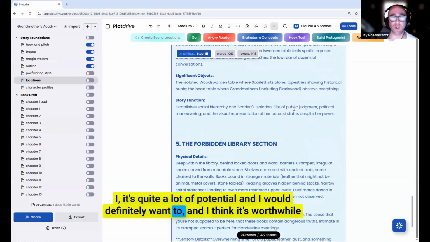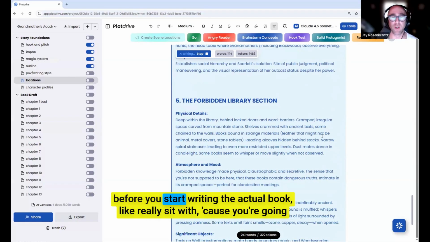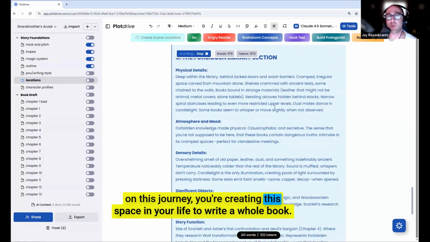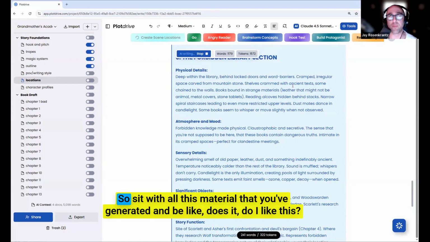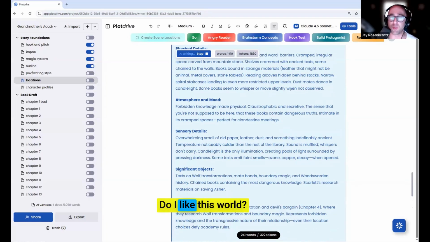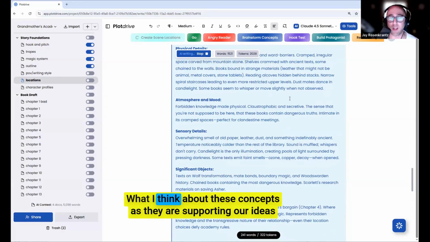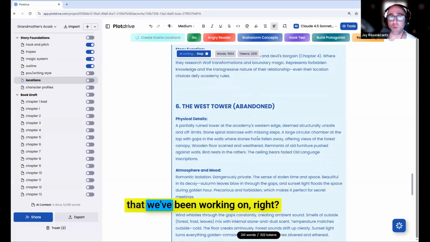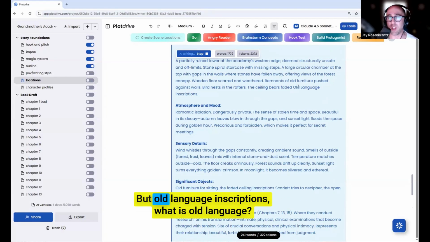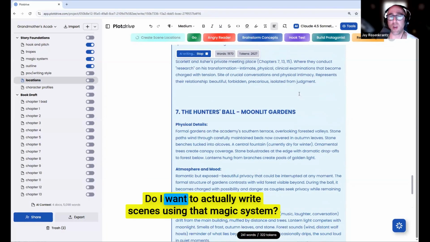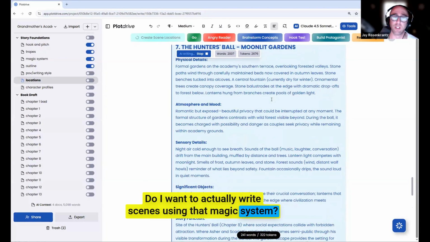And I would definitely want to, and I think it's worthwhile before you start writing the actual book, really sit with this, because you're going on this journey, you're creating this space in your life to write a whole book. So sit with all this material that you've generated and be like, do I like this? Do I like this world? Can I make it better? What do I think about these concepts, as they are supporting the ideas that we've been working on? Right, but old language inscriptions. What is old language? How much do I need to know about that? Same thing with the magic system. Does it make sense to me? Am I excited by it? Do I want to actually write scenes using that magic system?